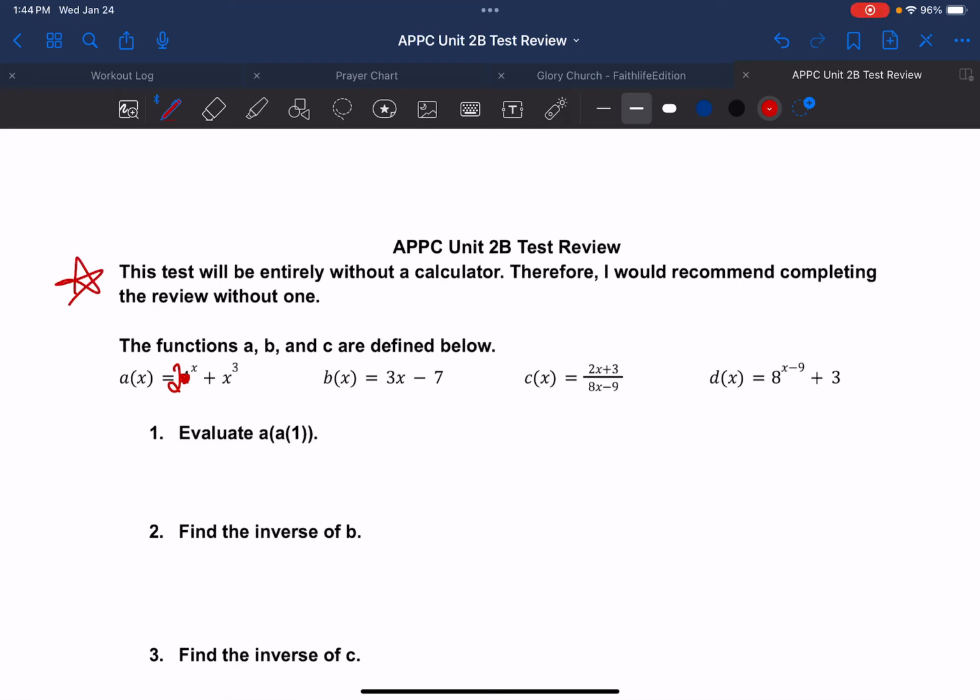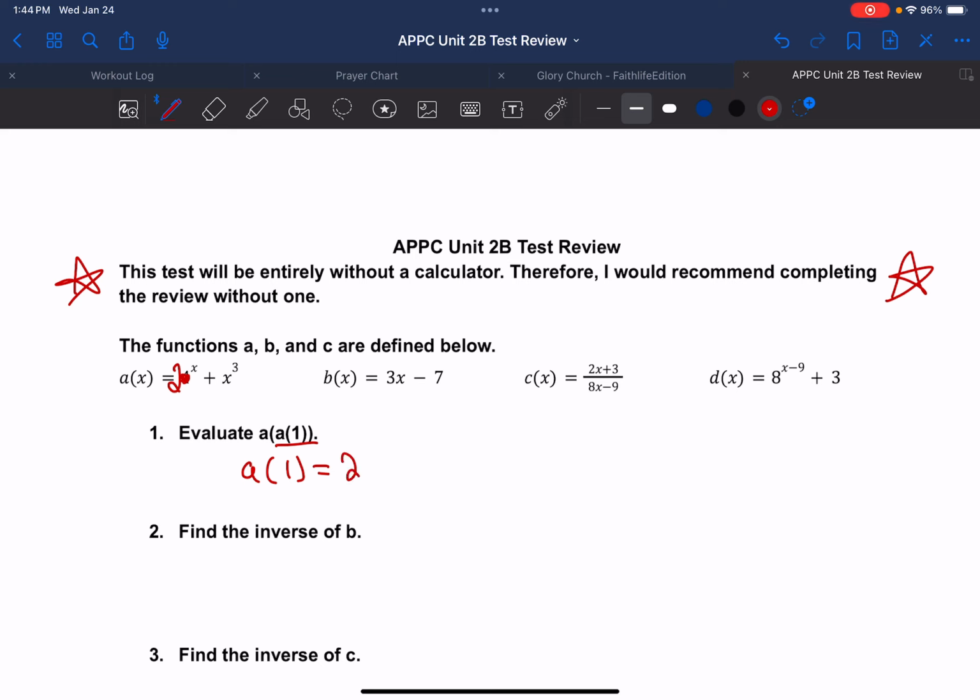Starting on the first video here, I've noted that you shouldn't use a calculator because you're not going to be able to use one on that test. And then hopping into number 1, we have a of 1 and it wants us to evaluate it. So I am going to do a of 1 first. And you'll notice here, I changed the problem just to make it work out a little bit better. We're going to be doing it by hand.